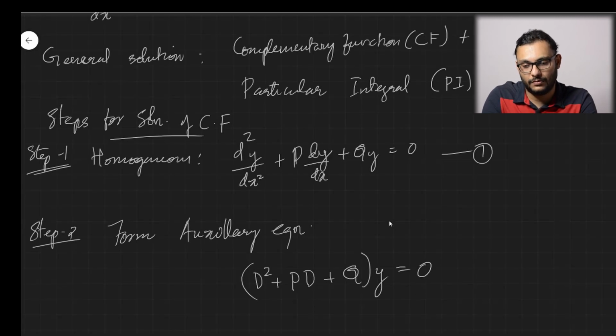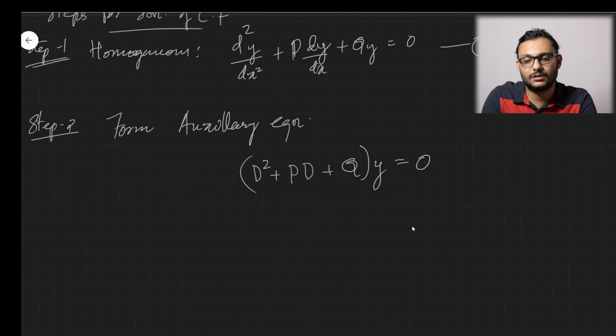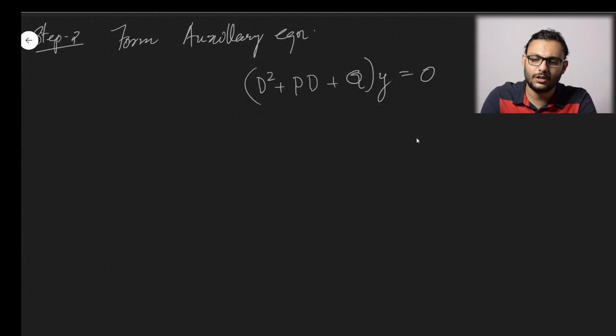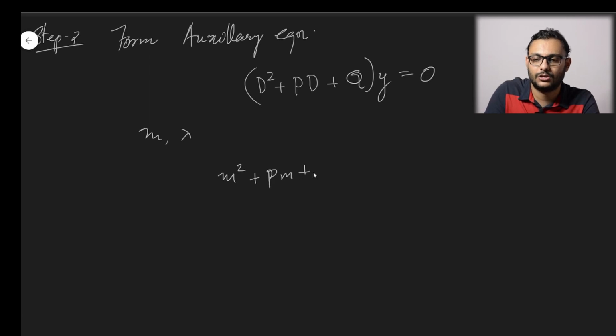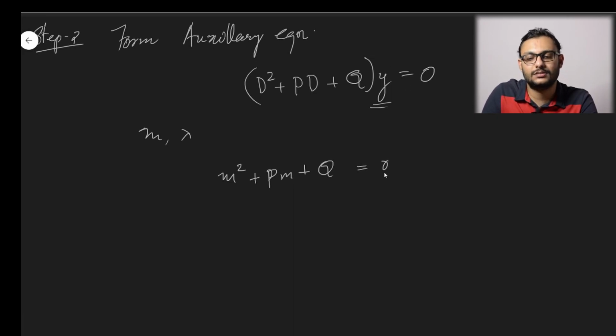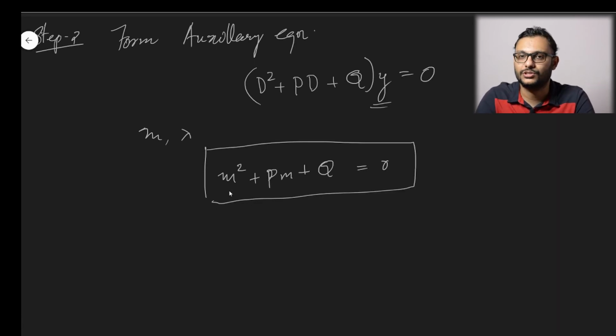Now we have to substitute, instead of the differential operator, a new variable. We can either use a letter called m, small m, or in some textbooks you may find lambda. Here I am using the letter m. So I can rewrite this equation as m square plus p into m plus q, which is equal to 0. Since y is a function and it cannot be equal to 0, and this is an operator part, in order to achieve this result I have to equate this auxiliary polynomial to 0. This equation is called the auxiliary equation for our homogeneous part.